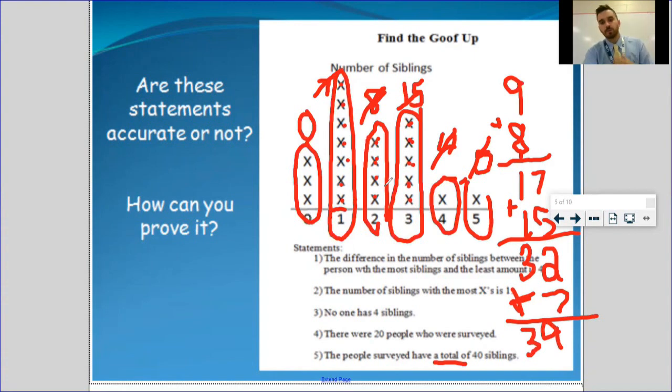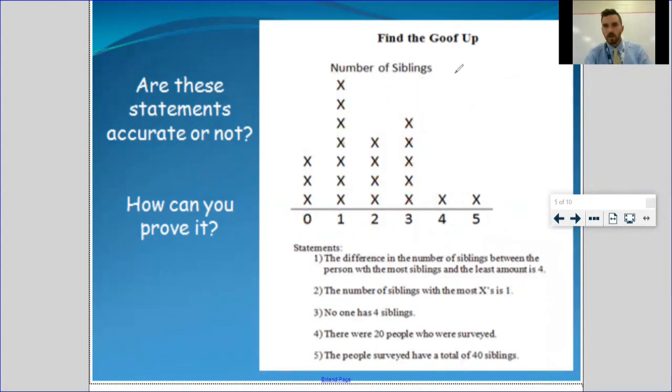So if it says the people surveyed have a total of 40 siblings, that would also be inaccurate, because that number is a little bit higher than it actually would be. So that just lets you look at the data and actually prove some things wrong or decide if it was correct or not. And again, this is numerical data.